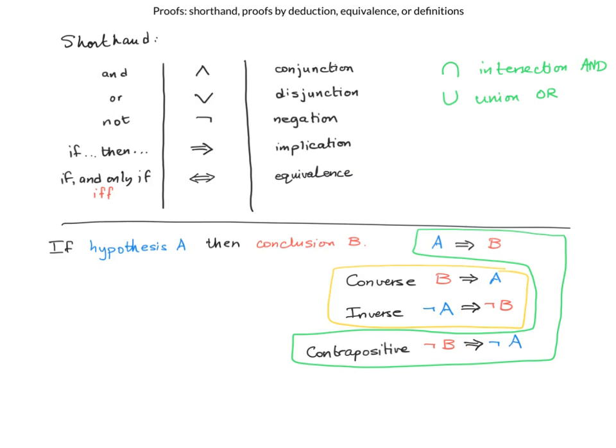Now, you also might remember that the converse and the inverse statements are equivalent statements. So if the converse is true, the inverse is automatically true. If the converse is false, the inverse is automatically false, and vice versa. And then the original and the contrapositive are also equivalent. If the original is true, then the contrapositive is automatically true. If the original is false, the contrapositive is automatically false, and vice versa.